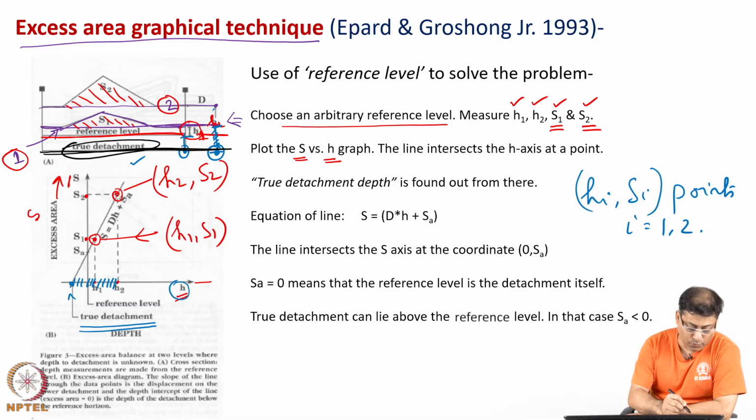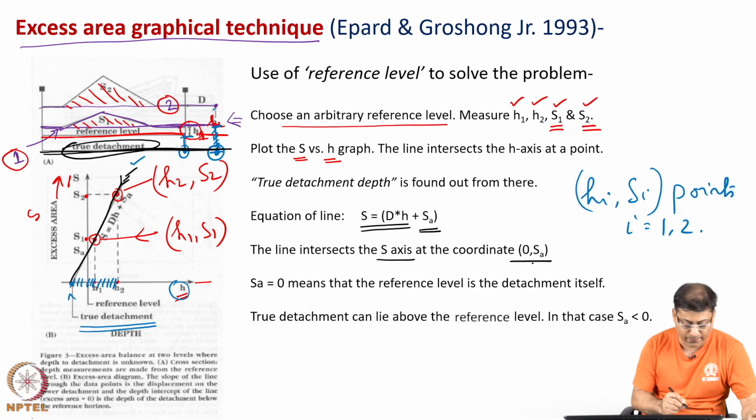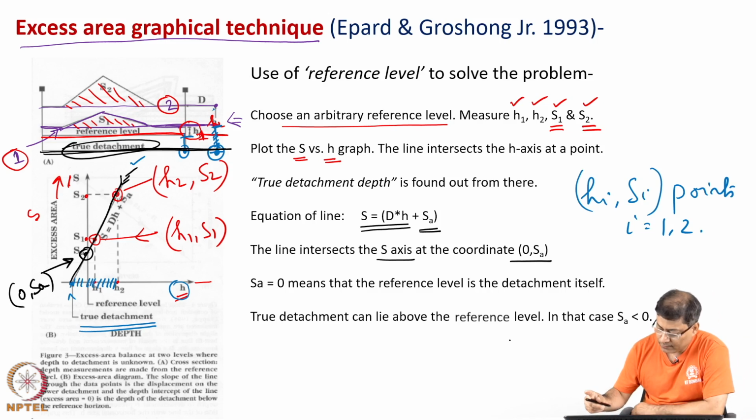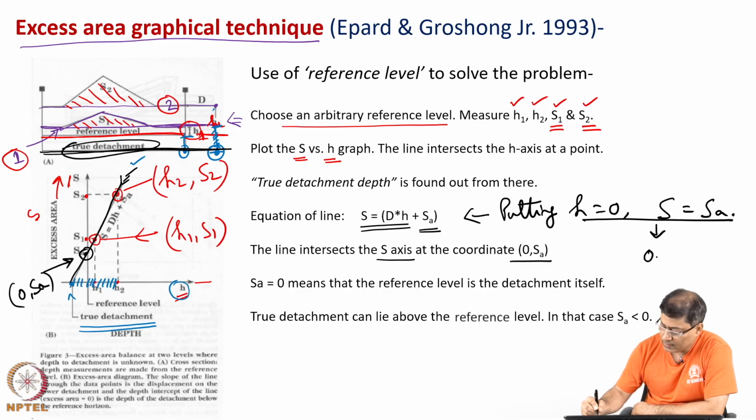We need to know what is the equation of this particular line. Equation of this line is S equal to d multiplied by h plus SA, and this line intersects the s axis at the coordinate 0, SA. This is the point it intersects at the coordinate 0, SA. Why? Because putting h equal to 0, I find capital S is equal to SA. So, the coordinate along the s axis where the line intersects is given by 0, SA. That is what is stated here.